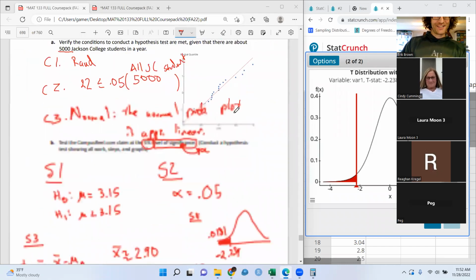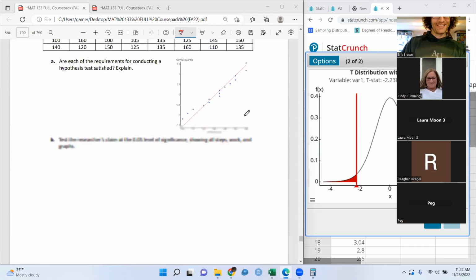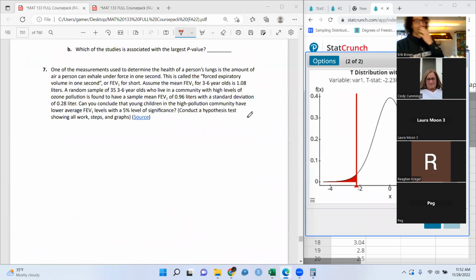So let's go to number 7. In this one, what do you notice right when you look at the problem? What do you notice is different about this problem than the one we just did?